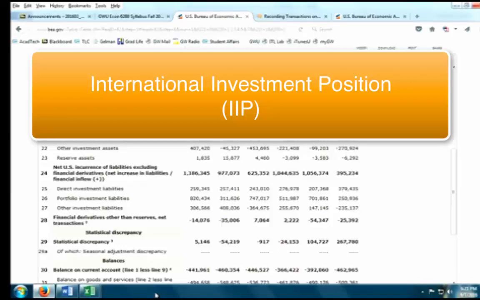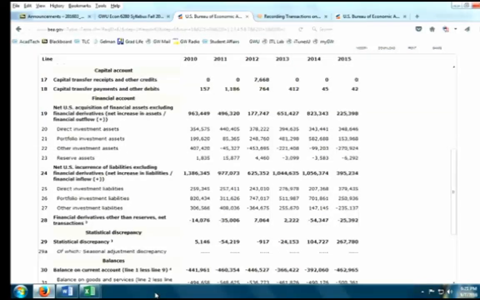International investment position. Just like you can't really judge the financial health of a household by just knowing how much they borrowed on their credit card during the course of a year, you need to know what their balance is as well. So for a country, knowing what a country's trade deficit is in some ways not quite as important as knowing what the total balance is relative to the rest of the world. So let's take a look at it.